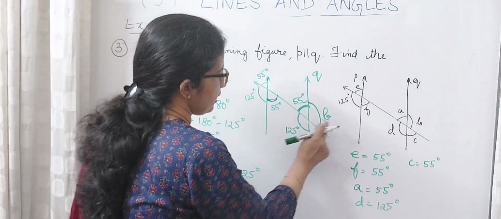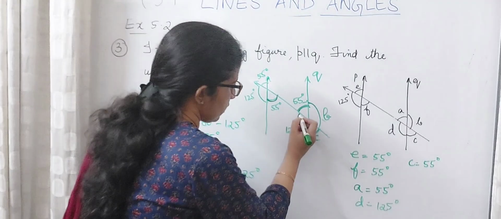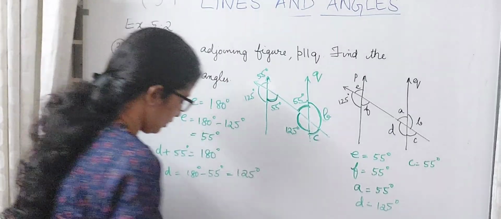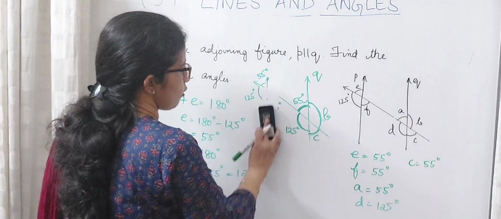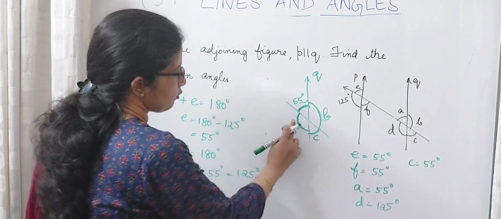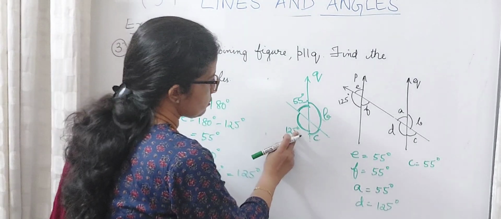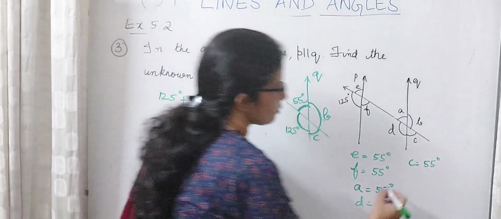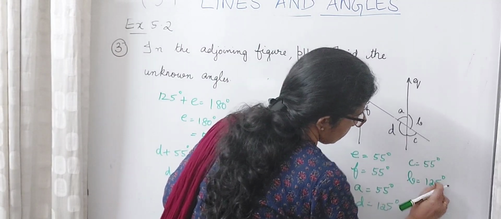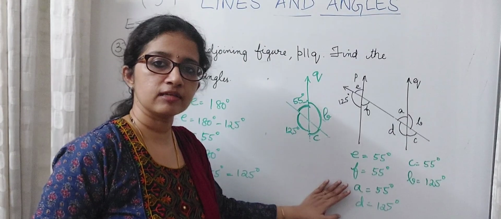Now this 125 and B are vertically opposite angles, right? Let me rub this off so that it will be more clear. Now you can see 125 and B are vertically opposite angles. So if this is 125, B is also equal to 125 degrees. Now we have found the values of all the variables given here.